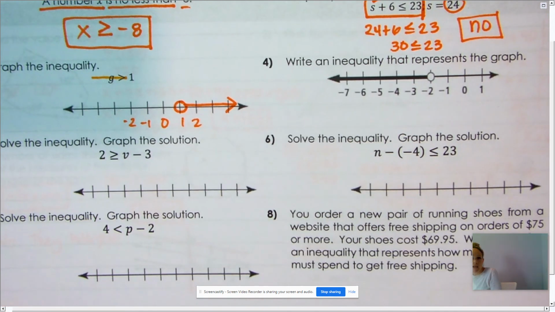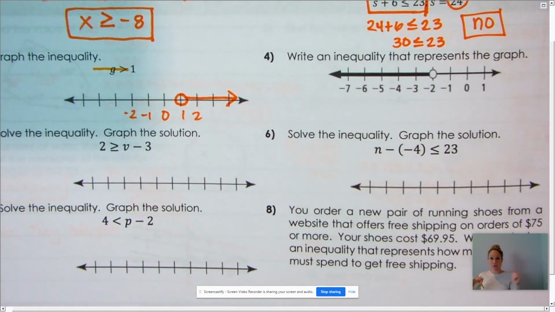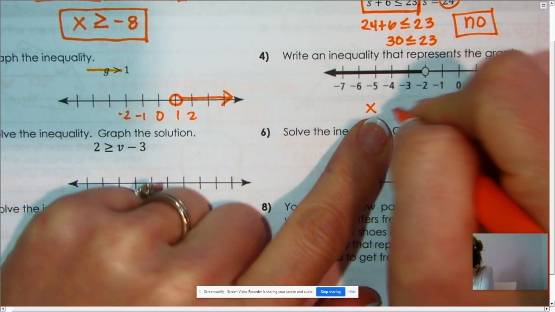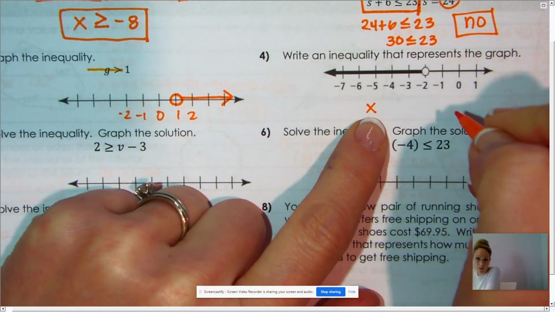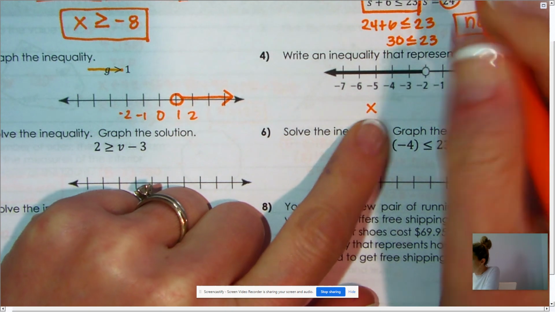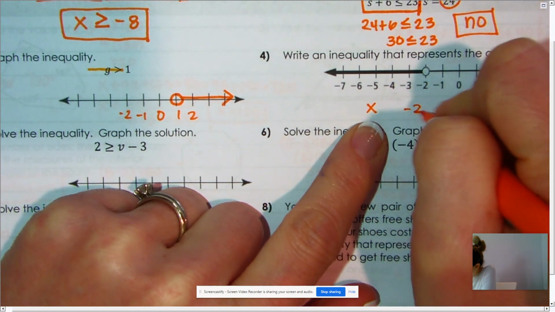Question number 4, now we're going to do that same thing but backwards. We're going to write an inequality that represents the graph. So I always start by putting my letter, whatever letter you want to use. Some people like to use N for number or A for Allison. Just kidding, that's my name. And then we're going to put the -2.